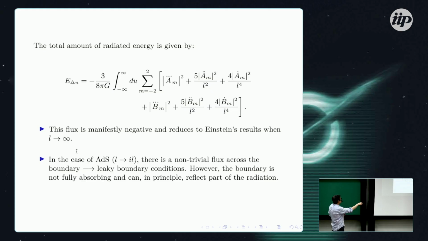And you can see immediately that the expression is symmetric if we exchange A and B. It has to be, because both polarizations of the graviton are equivalent. Another comment is that, since we were very careful when we solved the equations, we can check that the energy flux is manifestly negative. Basically, because we are considering only the flux in this direction, and it's manifestly negative, which I think is very reasonable.